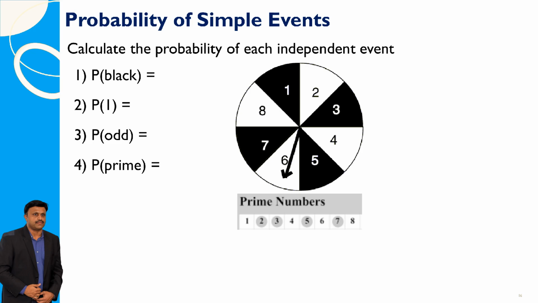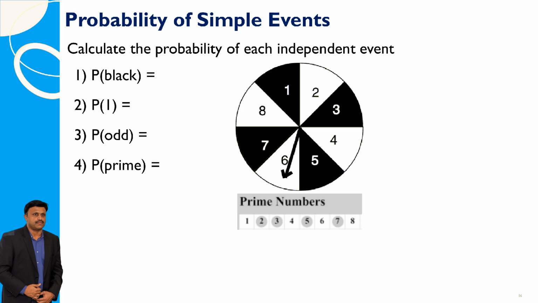For event 1, find P of black, the probability of drawing a black item. For event 2, find P of 1, the probability of drawing the number 1. For event 3, find P of odd, the probability of drawing an odd number.